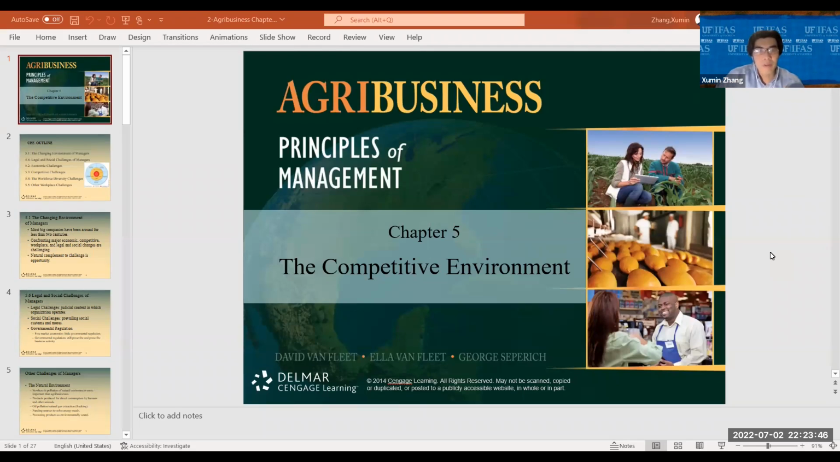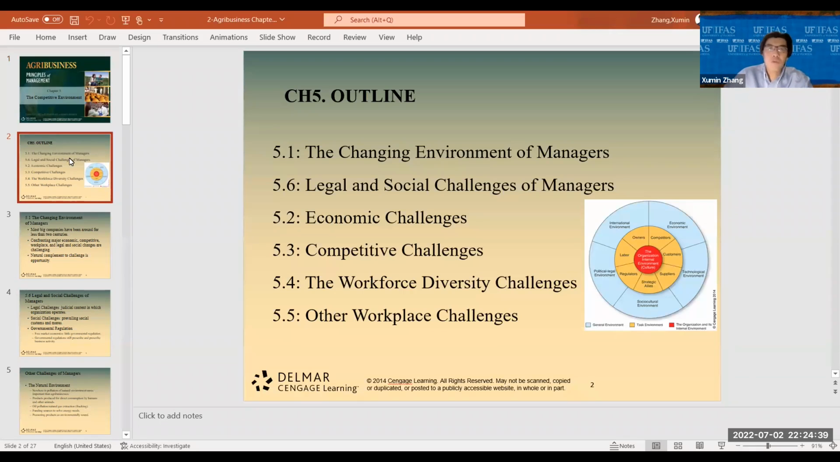Let's continue our chapter 5, the competitive environment. We have talked about the general environment, the task environment, and the internal environment. Now in this chapter 5, we pick several very important components and put them together. We call this the competitive environment. It's not just one component; it's several components, the challenges we are facing as managers. Let me quickly show you the outline.